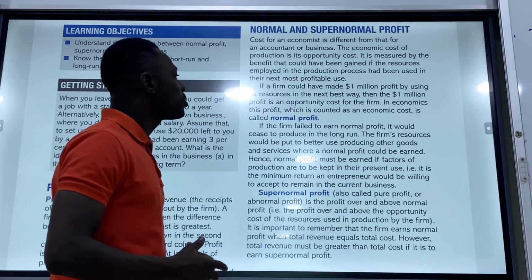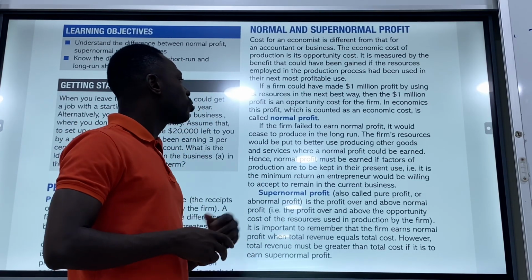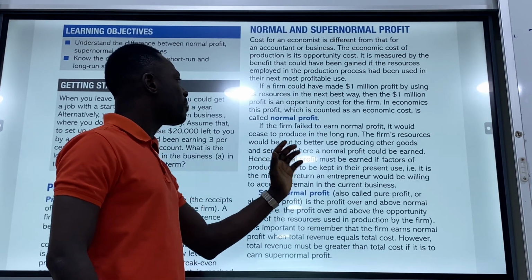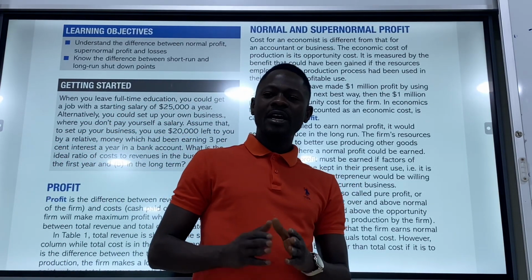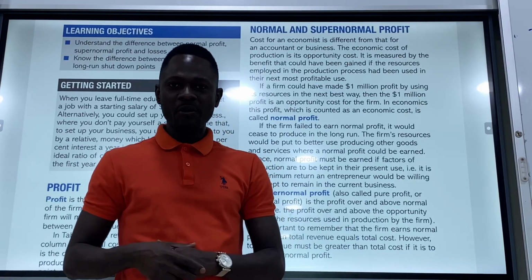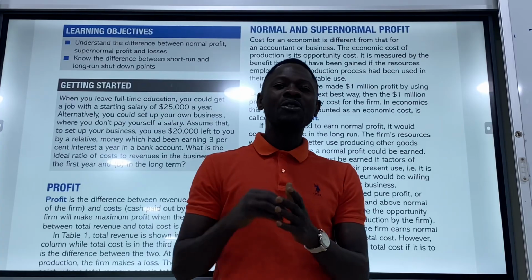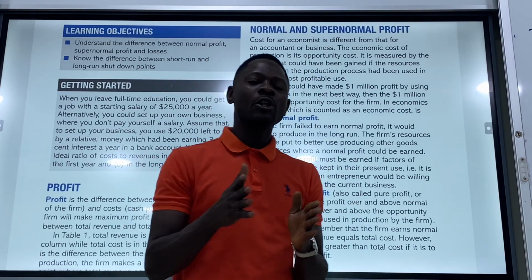Then, if the firm failed to earn normal profit, it will cease to produce in the long run. The firm's resources will be put to better use producing other goods and services where a normal profit could be earned. So a firm should always think ahead. A firm should always think about making normal profit, because if it doesn't, it means resources are not efficiently used. It means they are wasting resources and they cannot last.